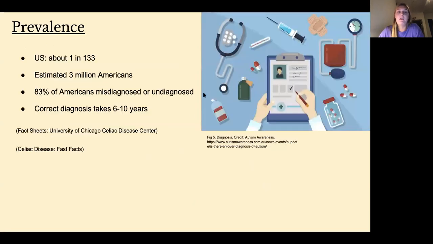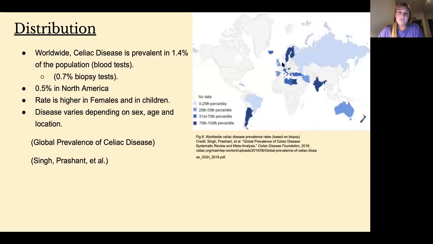Prevalence in the US is about 1 in 133, which is quite high. An estimated 3 million Americans have it, but 83% are assumed to be misdiagnosed or undiagnosed, and it takes about 6 to 10 years to diagnose because other gastrointestinal diseases have really similar symptoms. Distribution worldwide, about 1.4% of the population has it in terms of blood tests, but 0.7% have it with biopsy tests. In North America, 0.5% makes up those numbers. Among females and children the rates are even higher, and it also depends on location, which we can see in this map on the top right.